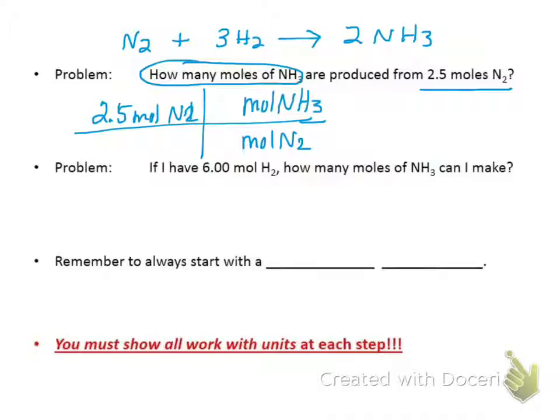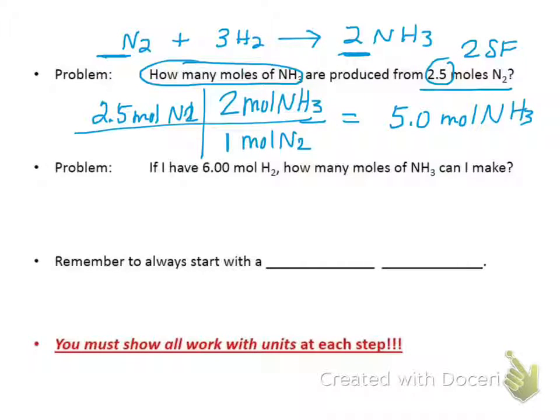So for moles of nitrogen, I have nothing in front of nitrogen, so it's a 1. For moles of ammonia, I have a 2, so that 2 now goes here. Okay? And just like the other rules, we multiply the top, divide by the bottom, and so we would see that our answer would need to be 5.0 moles of NH3. And the reason it has to be that is because this right here has 2 significant figures, and we match our answer to what's given to us in the problem.